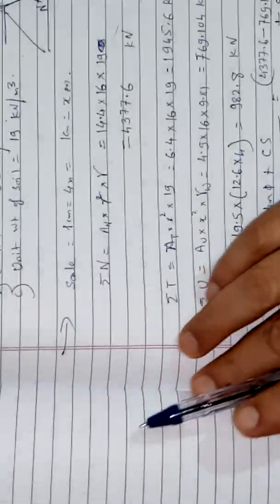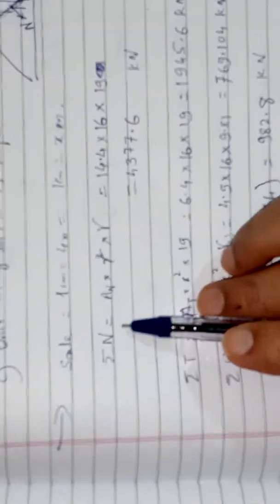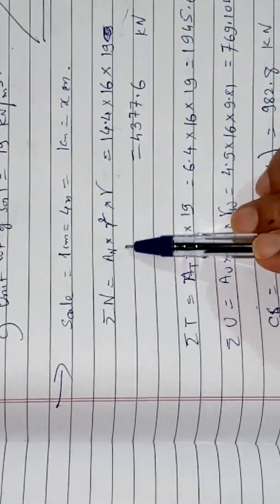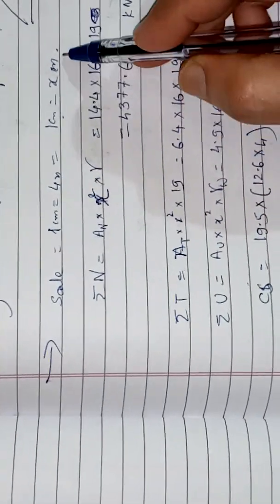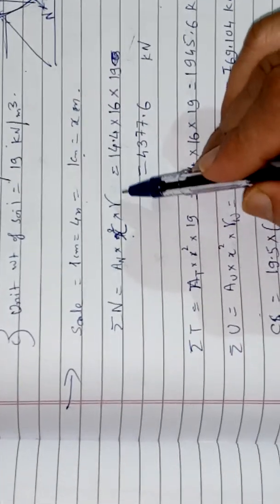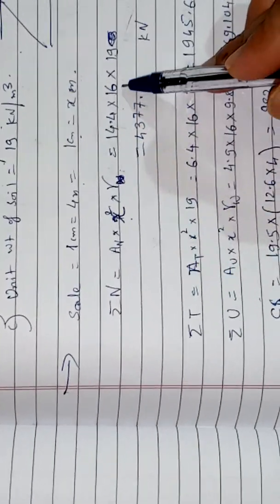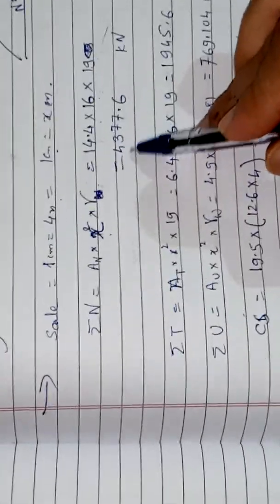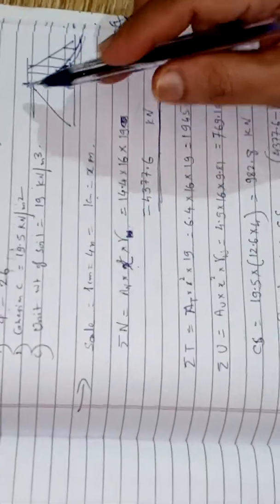Now, first of all, to find out the actual normal component force, what we do is the area of this N rectangle will be multiplied by the square of the scale, x square. If the scale is 1 centimeter equal to x meter, then x square. So 1 centimeter equal to 4 meter is the scale. So 4 square into gamma, that is the bulk unit weight of the soil, which is given as 19 kN per meter cube. So here 14.4 into 4 square into 19 comes out to be 4377.6 kilonewton. So this is the total force, that is the normal component of the weight of all the slices.